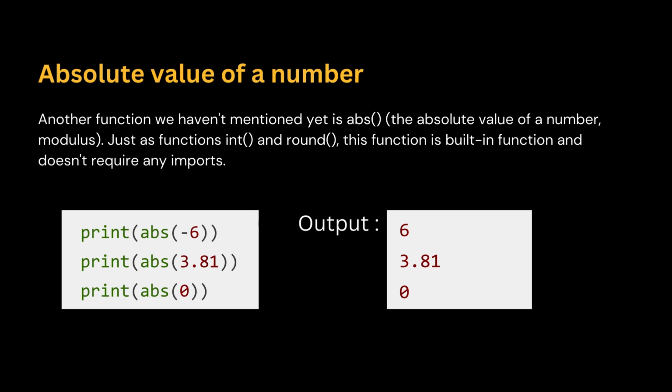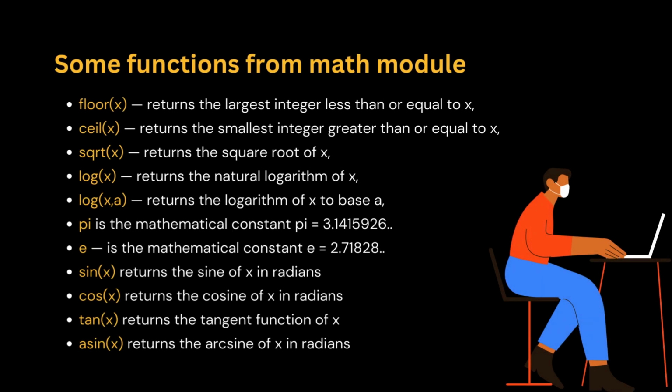Similarly, for positive numbers, the absolute value remains the same. For instance, abs(3.81) returns 3.81, and abs(0) returns 0 because the absolute value of 0 is 0. The abs function is handy when you need to ensure that you're working with positive values, regardless of the input's original sign. Some more functions from Math Module.